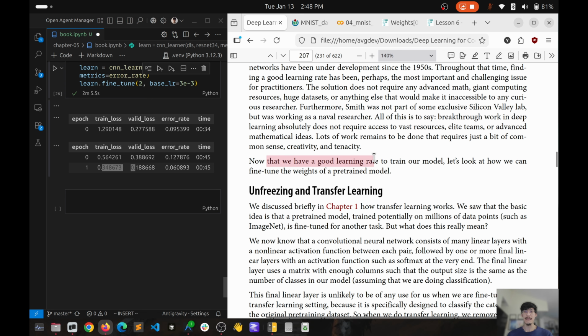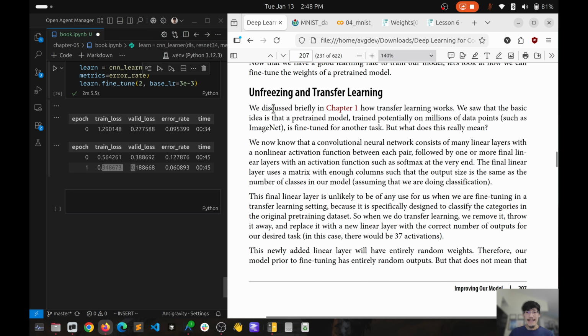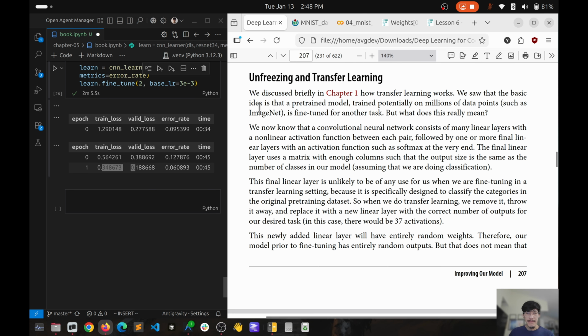Now that we have a good learning rate to train our model, let's look at how we can fine-tune the weights of a pre-trained model. Unfreezing and transfer learning. We discussed briefly in Chapter 1 how transfer learning works. We saw the basic idea that a pre-trained model, trained potentially on millions of data points such as ImageNet, is fine-tuned for another task. But what does this really mean?